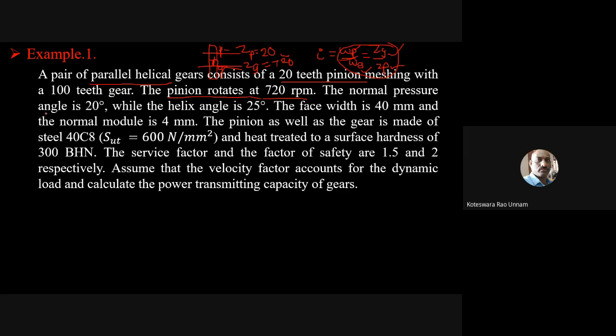The normal pressure angle is 20 degrees. Normal pressure angle we denote as alpha n, and we'll use only alpha n in the equations. So alpha n is given as 20 degrees. Helix angle psi is 25 degrees. Then the face width B is 40 mm. And the normal module, which we denote by Mn, is 4 mm.